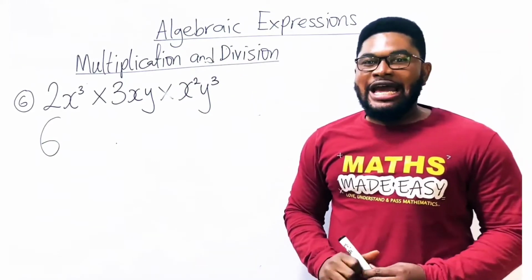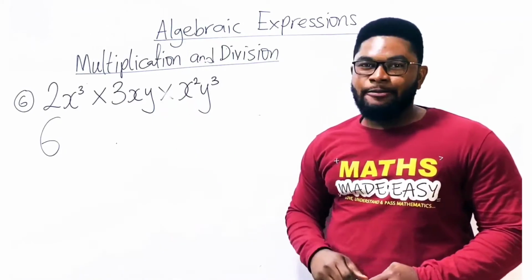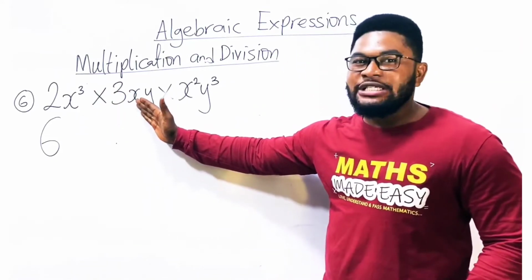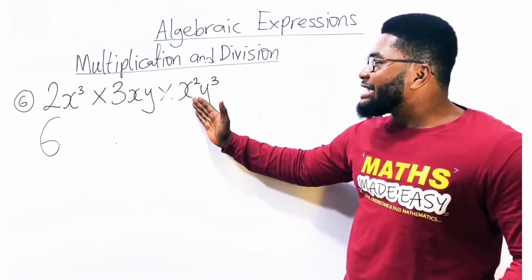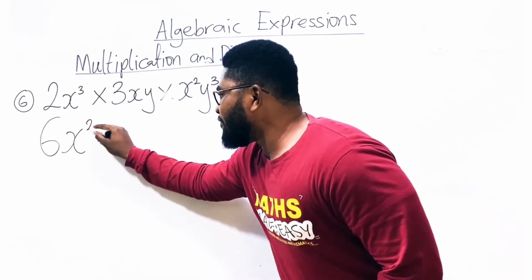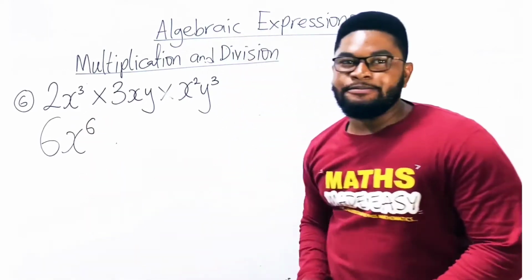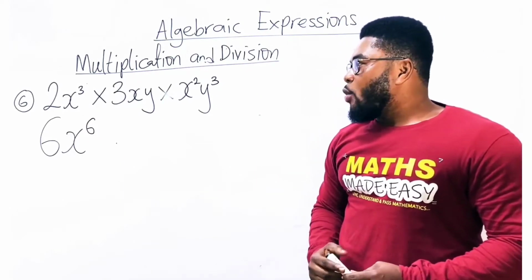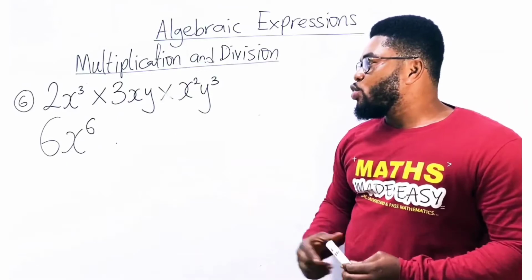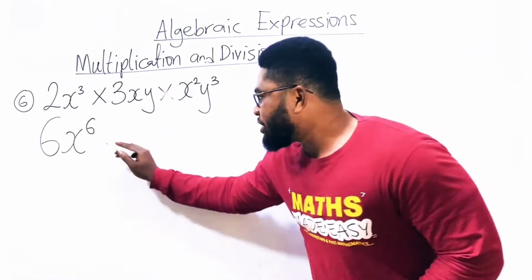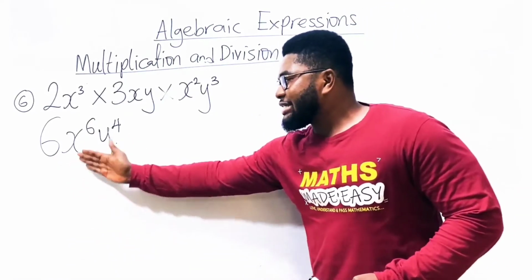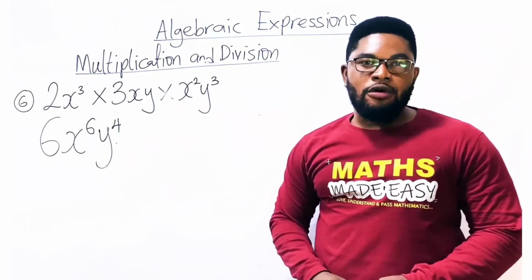With the variables, x alphabetically comes before y. So let's consider the x. x power 3 times x gives us x power 4 times another x power 2 makes it x power 6, since the powers of the variable x will all add. Now let's see the power for y. We have y power 1 and y power 3. Since they are multiplying, we'll add the powers, making it y raised to the power 4. Finally, our answer will be 6x power 6, y power 4.